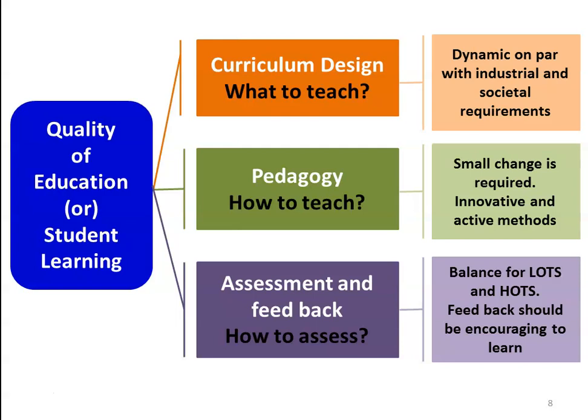And pedagogy, we require some change: innovative and active methods of teaching inside the classroom. Then only the student will be on par with the industrial requirement. And in assessment and feedback, we have to balance LOTs and HOTs. LOTs are lower order thinking skills. In Bloom's taxonomy, remember, understand, apply, the first three, are LOTs. And the second three, analyze, evaluate, and create, are HOTs, higher order thinking skills. We have to promote more HOTs, and we have to give emphasis on the LOTs also. So feedback should encourage the student to learn.